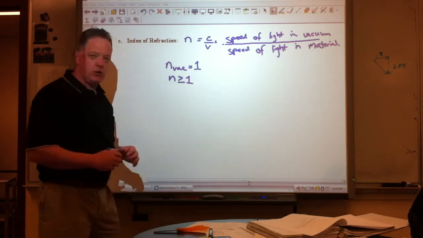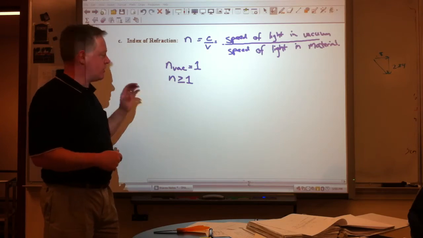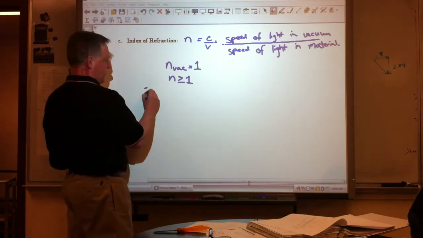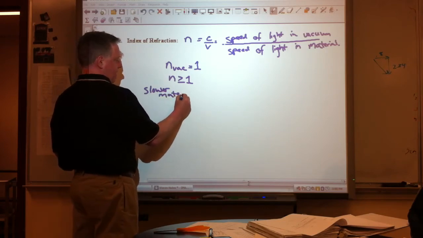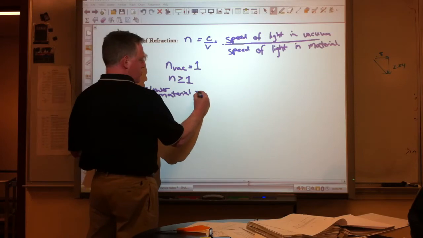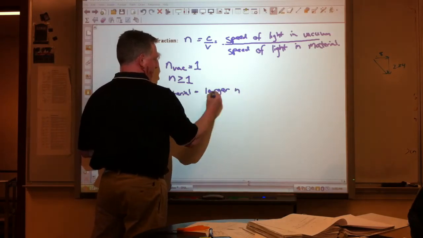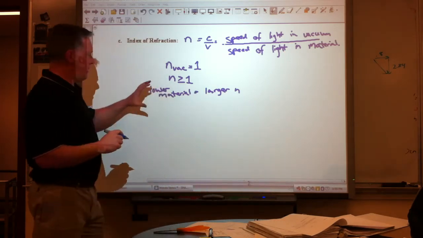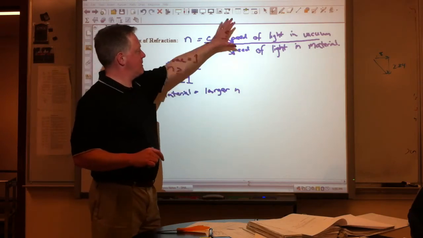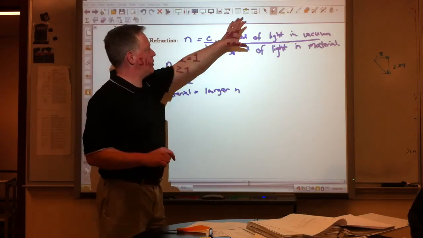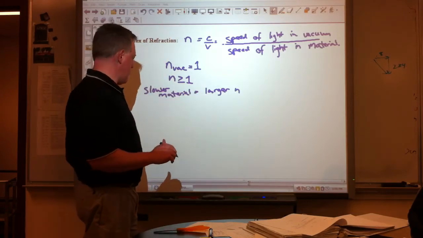It's 1 for a vacuum and close to 1 for air, and it's going to be greater than that for any other material. Slower materials have a larger n. So the speed is inversely proportional to the n. The slower the speed is, the smaller the bottom of the fraction is going to be, and the greater the value for n is going to be. So slower materials have a larger n.